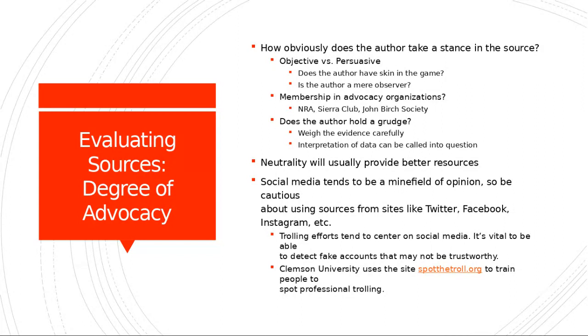Look for membership in advocacy organizations such as the NRA, the Sierra Club, and the John Birch Society. These can also influence the way that they present their arguments and what kind of arguments they do present. Okay. Look at if the author holds a grudge. Okay. Weigh the evidence carefully. Interpretation of data can be called into question, especially if you know that there is some kind of personal vendetta that the author has against such. Okay. Neutrality is usually going to provide better resources than an advocate.